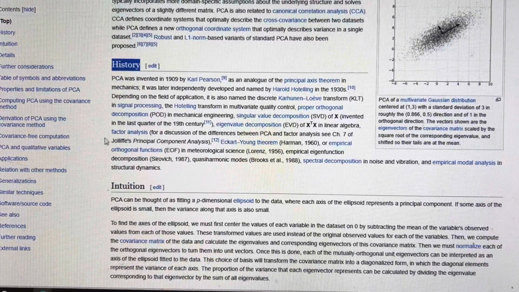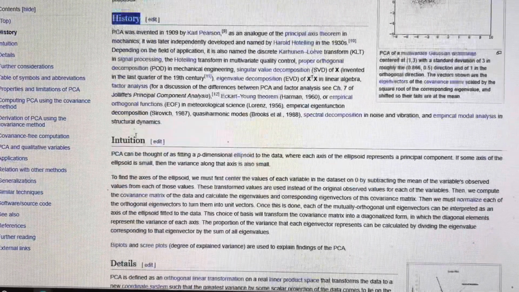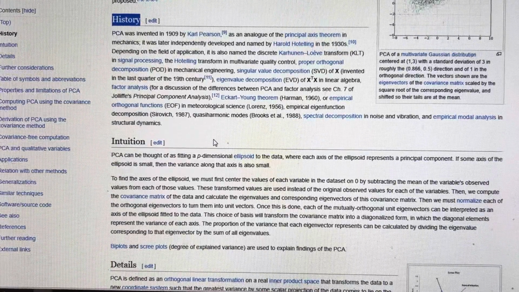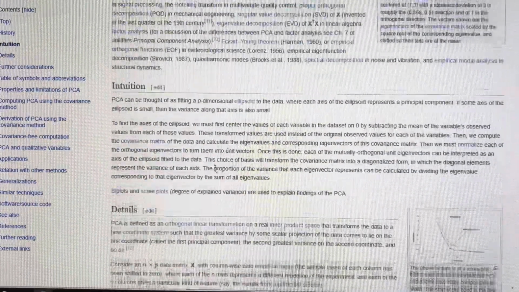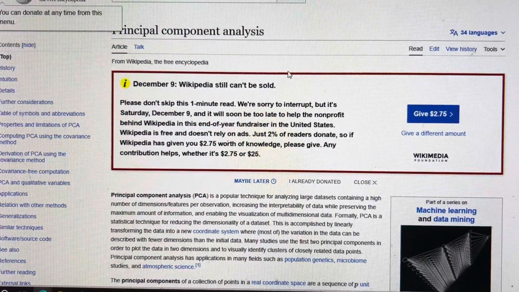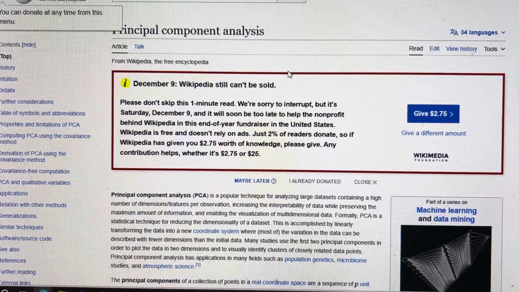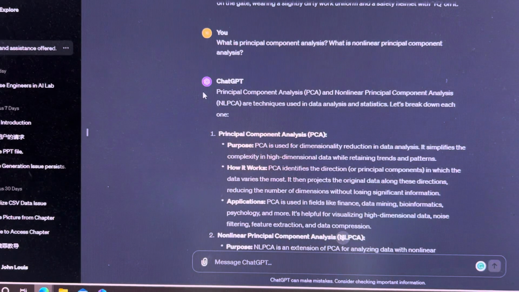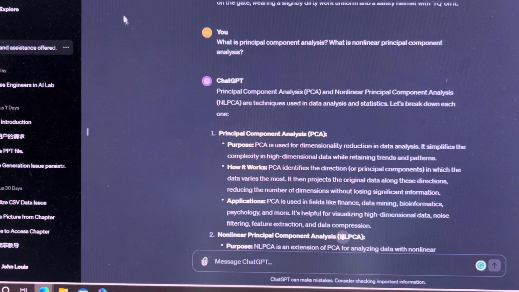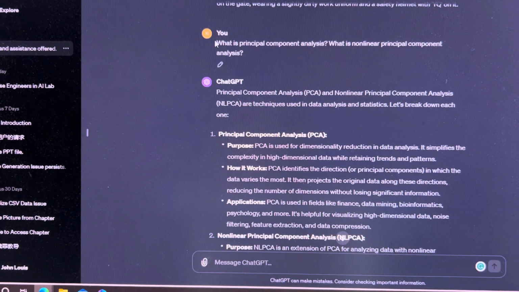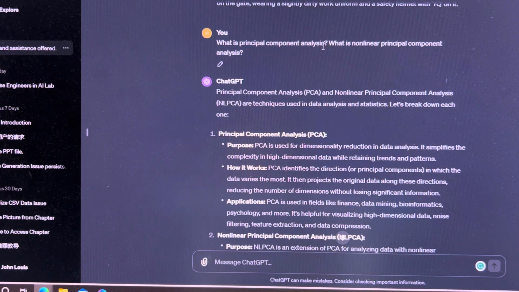You can also get some introduction on how to look at it intuitively, and you can look at the details. Wikipedia can basically give you a good starting point. But the better starting point today is GPT. Even if you don't have GPT-4, GPT 3.5 can still give you a good answer. Here is my example. I asked, what is the principal component analysis?